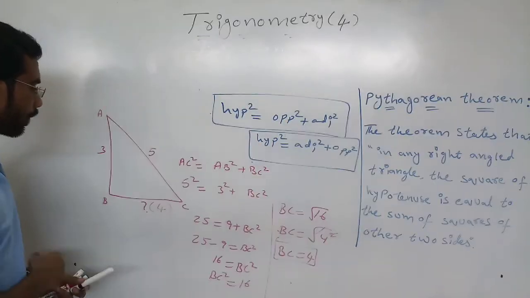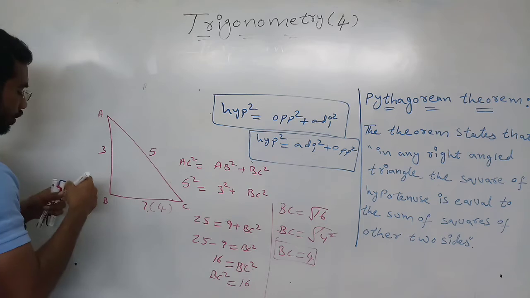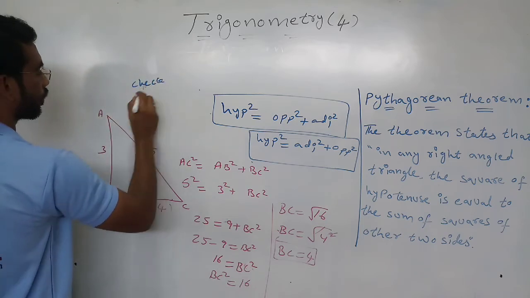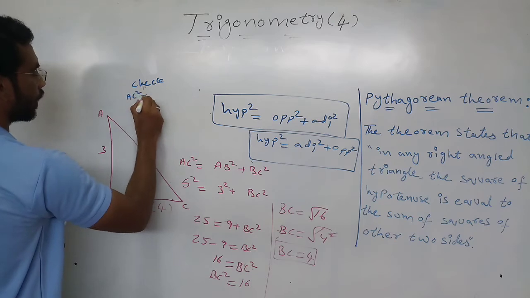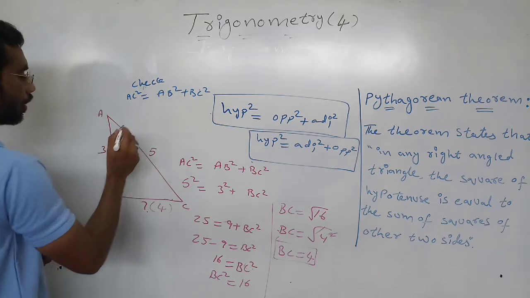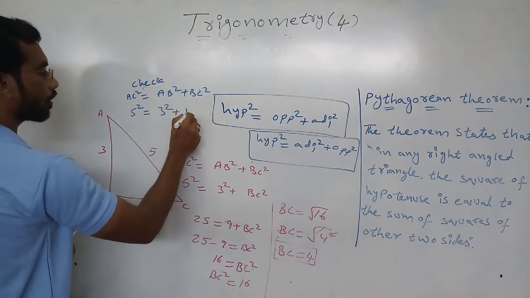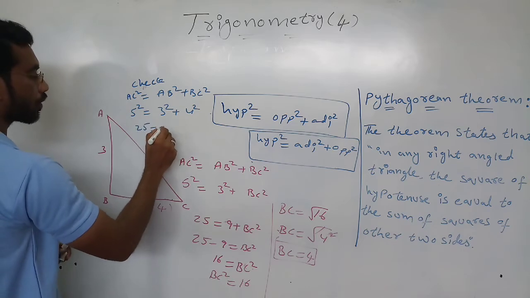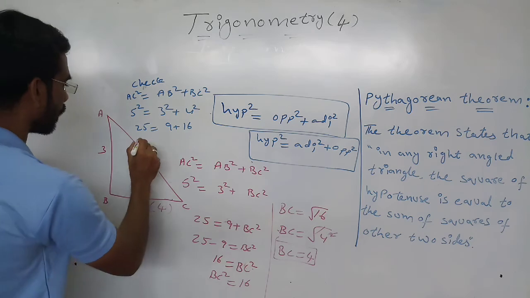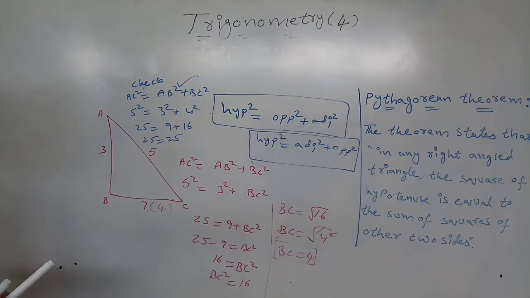Now we will check it. AC square is equal to AB square plus BC square. AC is 5, so 5 square is equal to 3 square plus 4 square. 25 is equal to 3 3s are 9, 4 4s are 16. 16 plus 9, how much will it be? 25 is equal to 25.